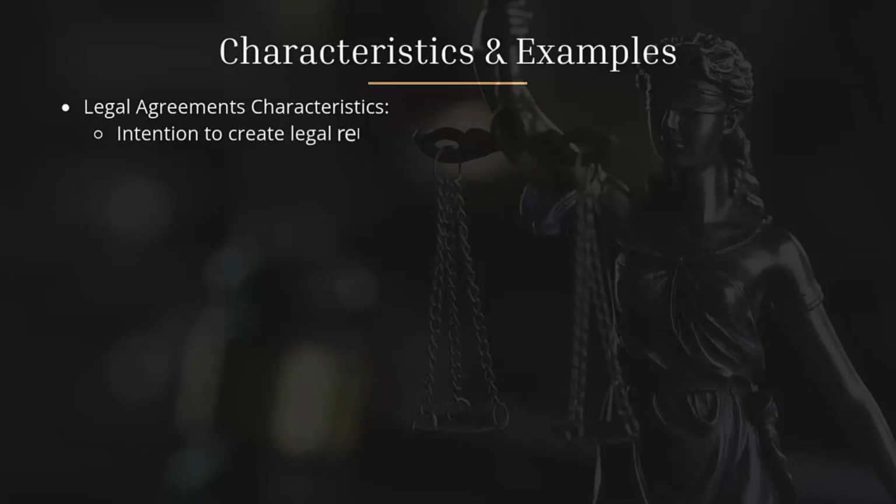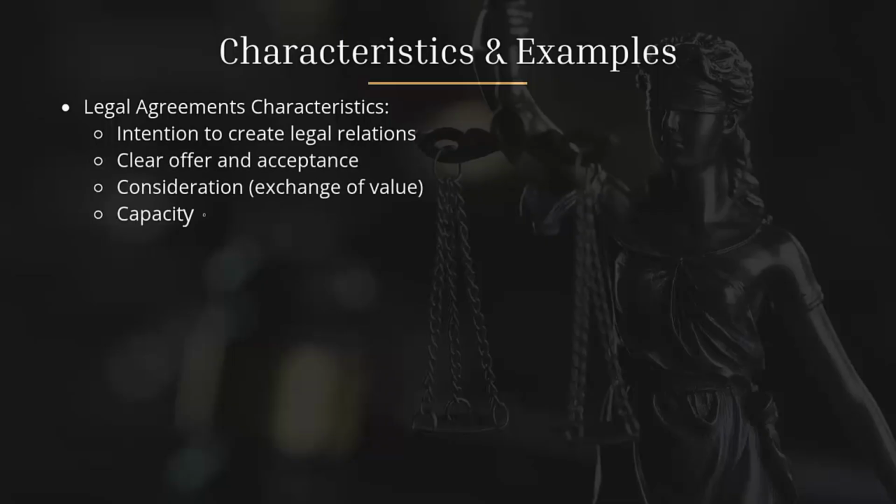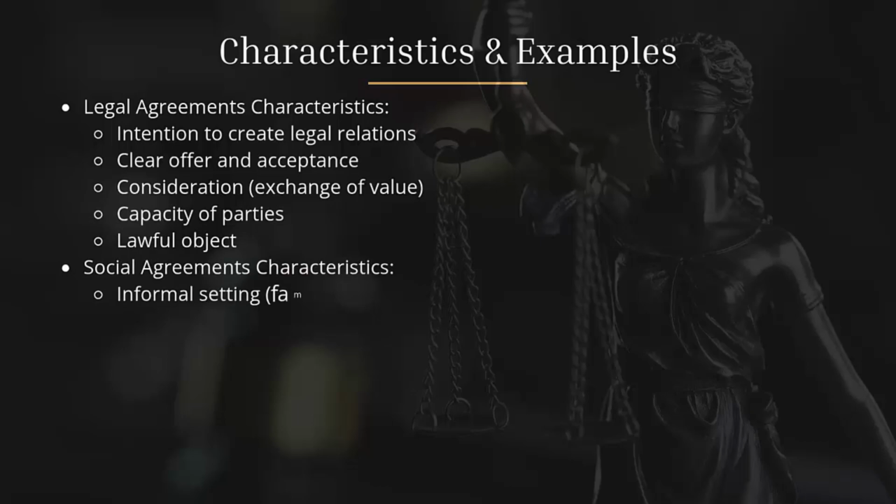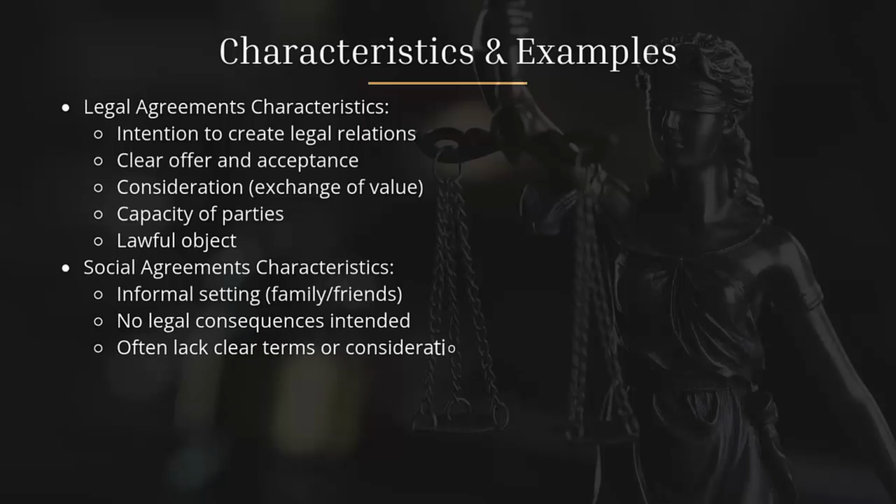Characteristics and examples. Legal agreements' characteristics: intention to create legal relations, clear offer and acceptance, consideration, capacity of parties, lawful object. Social agreements' characteristics: informal setting, no legal consequences intended, often lack clear terms or consideration.